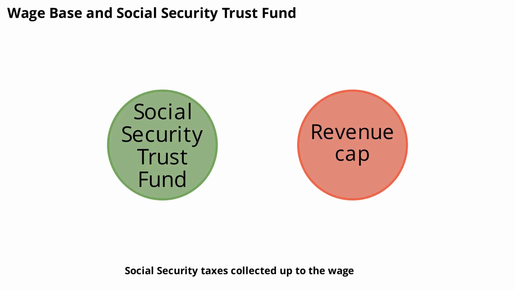Social Security taxes collected up to the wage base are deposited into the Social Security Trust Fund, which is used to pay benefits to retirees and other eligible individuals. The wage base helps determine how much revenue flows into the trust fund each year, making it a crucial part of the system's financial structure.